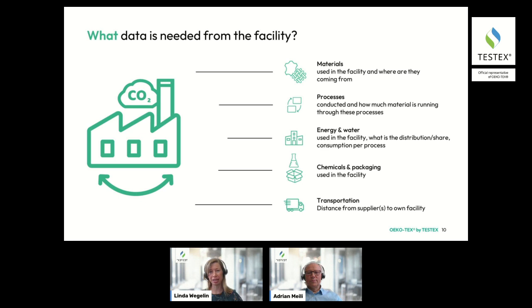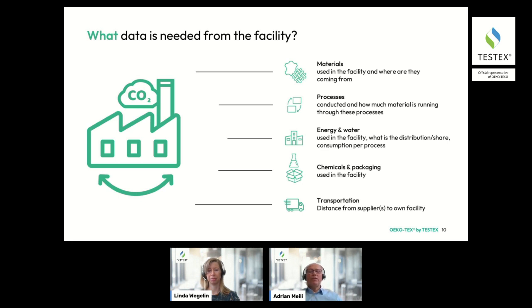When we talk also about data, not from a theoretical side, but from a practical side for the facility, what data is needed for them to start working with the impact calculator? Yeah, the impact calculator has a matrix and some tabs where we ask for 5 important parts which can be entered. The first one is the materials used in the facility. The second one is about the processes conducted, mainly in dyeing and finishing companies. They have more processes which are relevant for carbon footprint and water use.